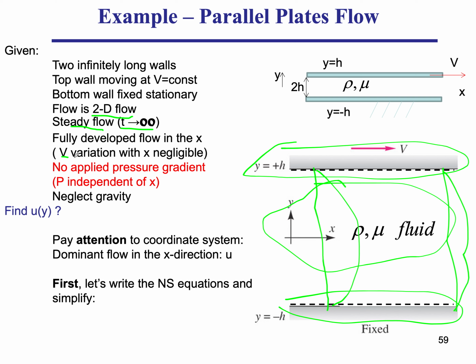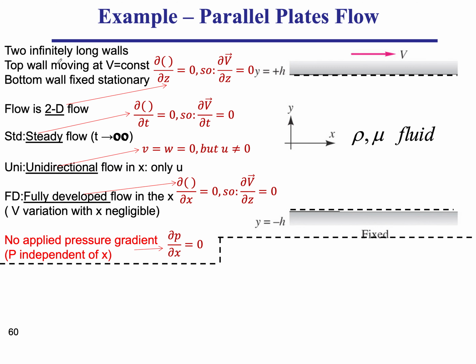And in this particular example, they tell us that there is no applied pressure gradient, there's no inlet and outlet, because this is an infinite system. There's no applied pressure gradient in the fluid. So the pressure is independent of x, and they tell us to neglect gravity. So let's talk about each one of those boundary conditions, or these assumptions, and see what it means, because they will repeat over and over again.